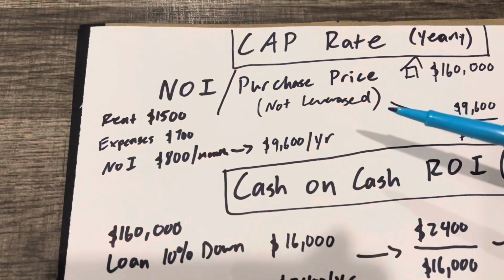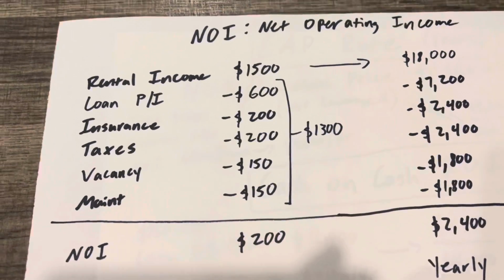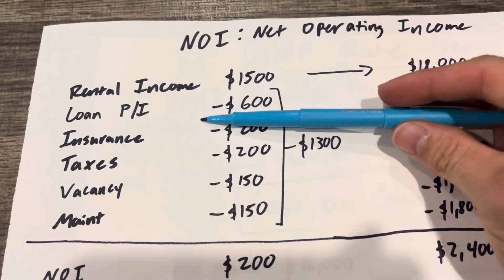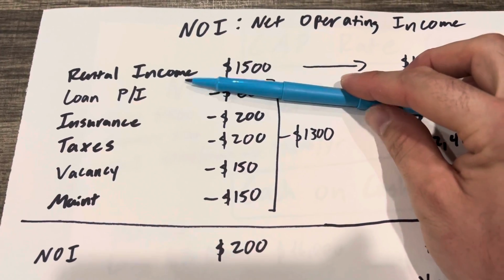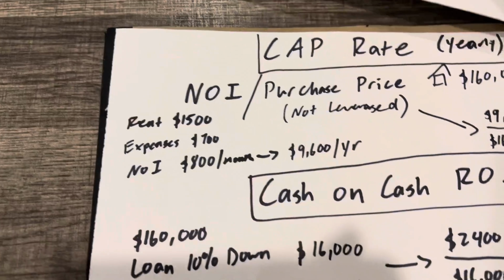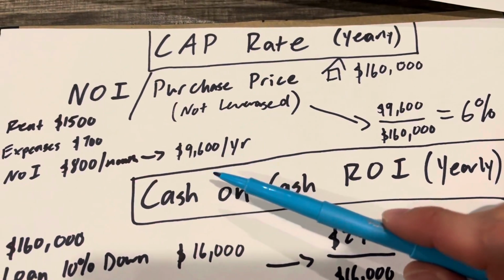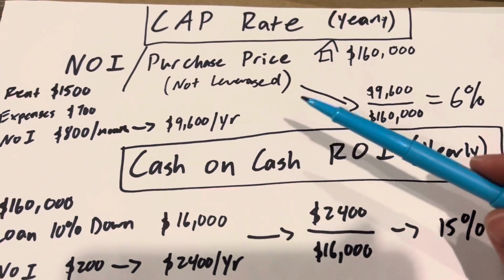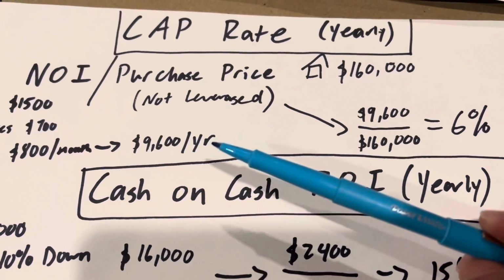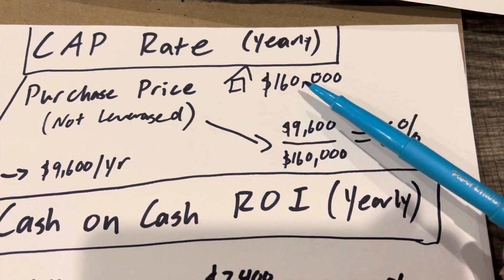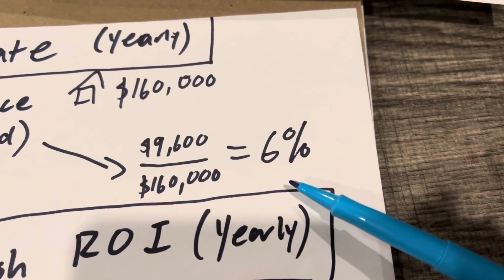So on our previous example, we said that our rent was $1,500, and we're going to ignore this loan line here. And then we have all of our expenses at $700. That's going to leave us with $800 a month in NOI because we paid cash, we have no loan. That's $9,600 a year. We're going to have a pretend property worth $160,000. So we're going to take the NOI, $9,600, put it over the purchase price, $160,000. Here we go, do some quick math. It's going to be 6%.